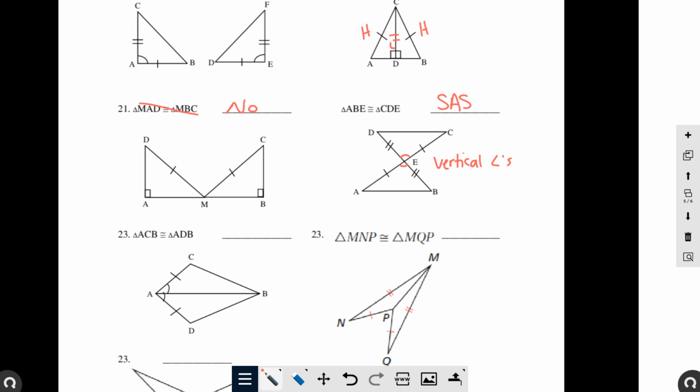Are there any questions so far? If there's one that you don't understand, raise your hand and just say, explain that one again, okay?